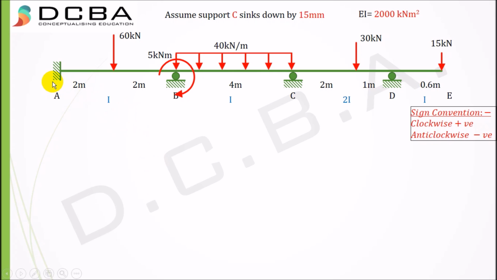It's a continuous beam with a point load and UDL, and I've deliberately assumed that support C sinks down by 15 mm, and the EI I have considered as 2000 kilonewton meter square. Sign conventions would be clockwise as positive and anti-clockwise as negative. So let's get started with it.